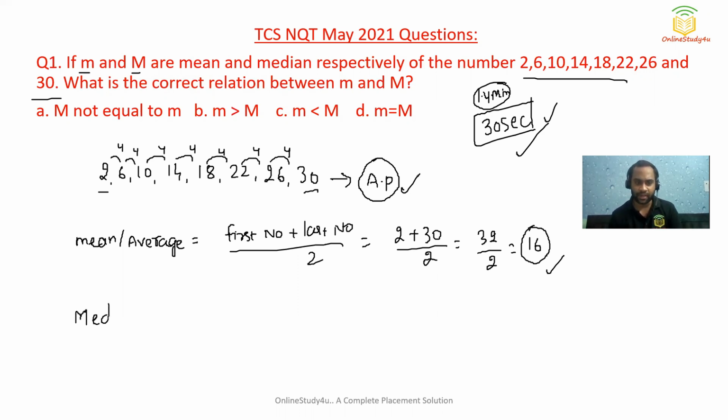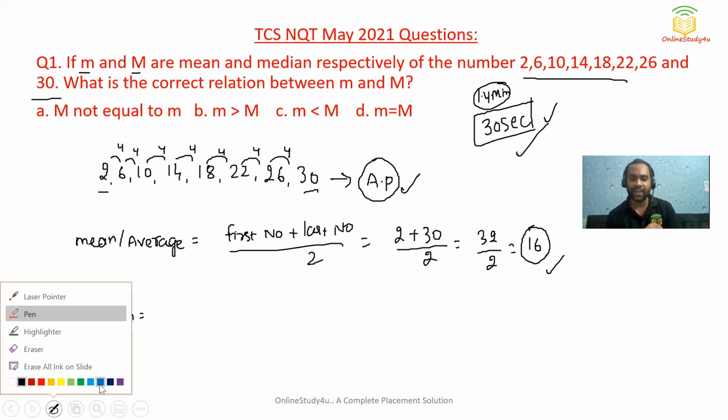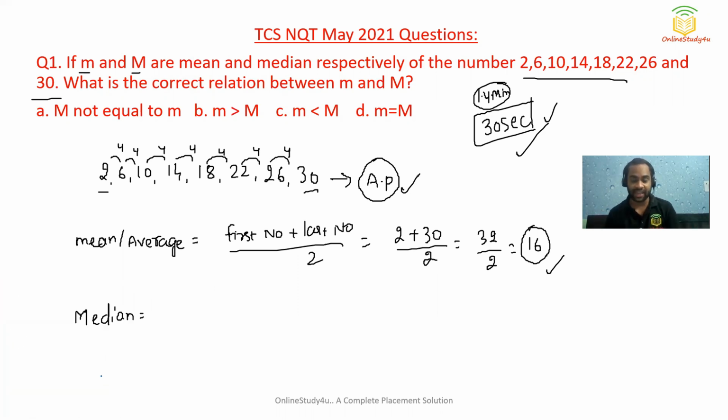Now let us calculate the median. Okay, now, so friends, before you calculate the median, you need to arrange the numbers in ascending order, बढ़ते क्रम में, ascending order. But here we can see the numbers are already in increasing order, right? Already in ascending order, so we do not have to arrange. Okay, now, how many terms are there? 1, 2, 3, 4, 5, 6, 7, 8. I have a total of 8 numbers.